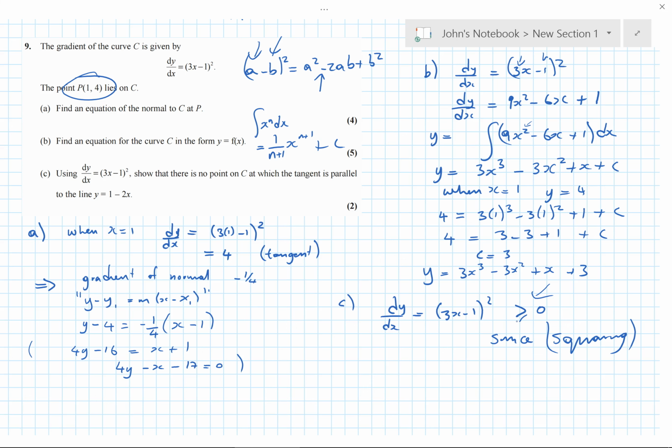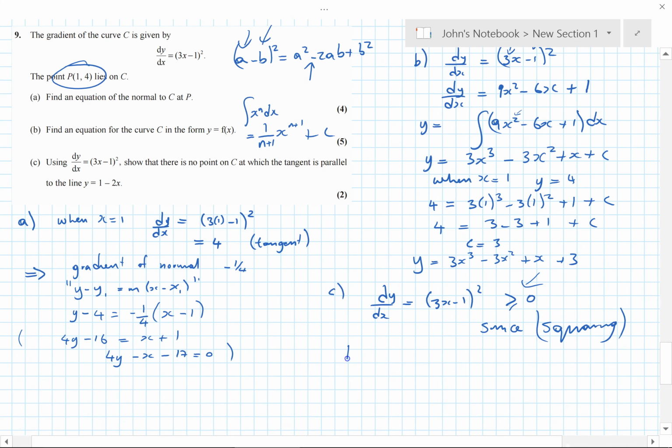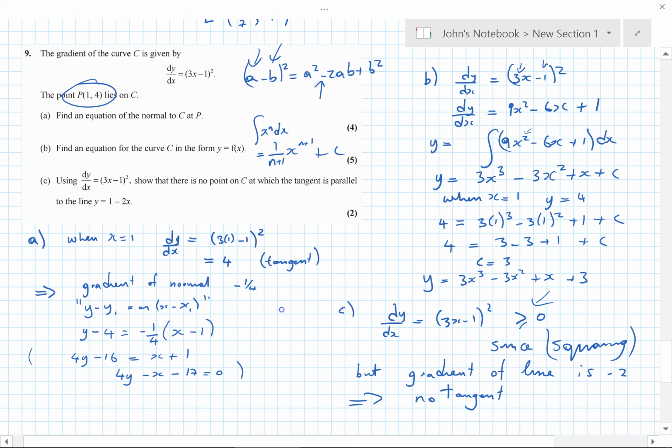Okay, but gradient of line is minus 2. So that means there's no tangent. Okay, that's question 9. Right, we're on to the final question.